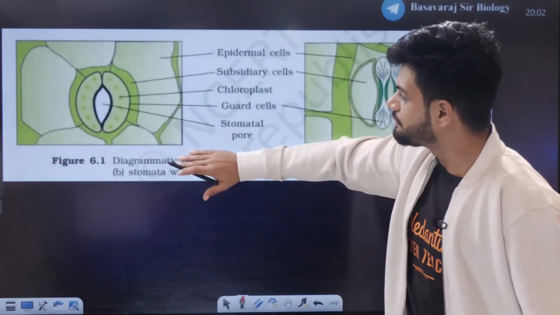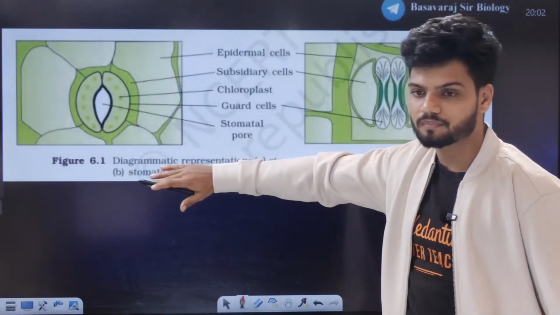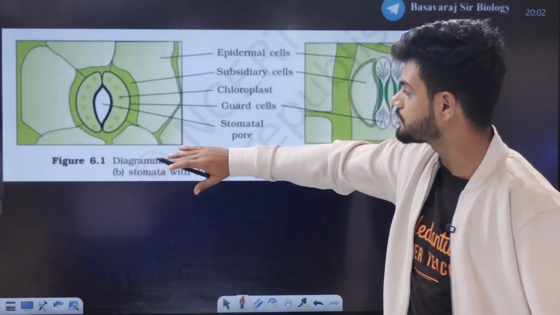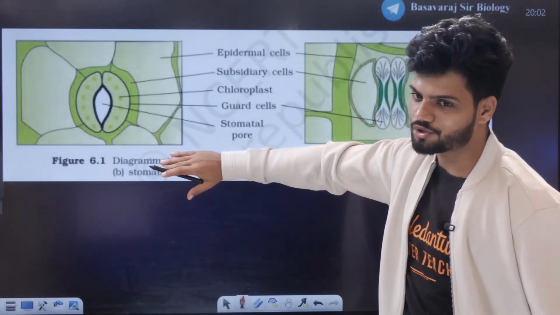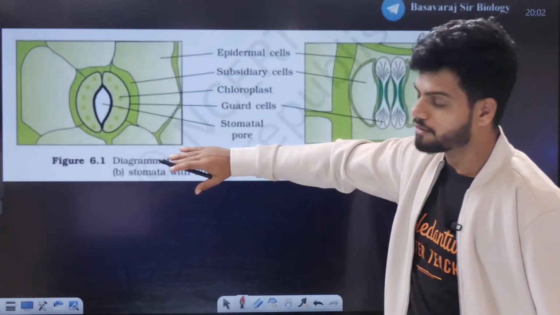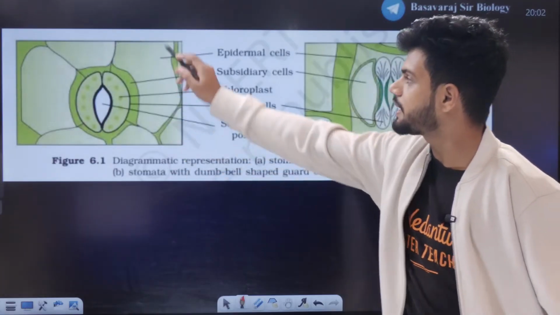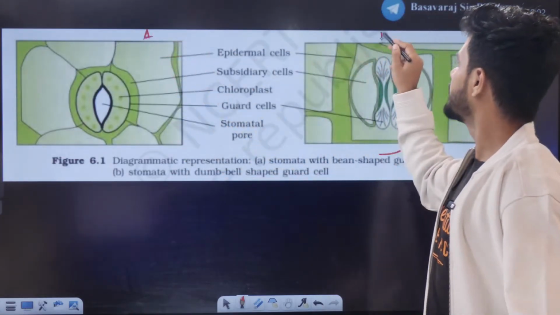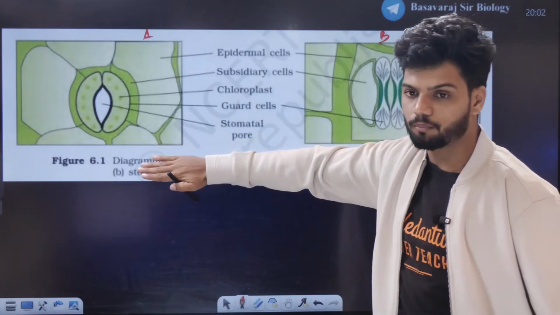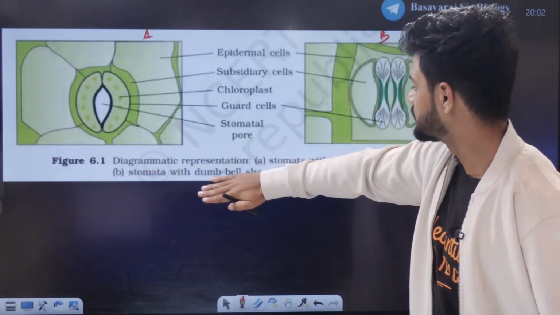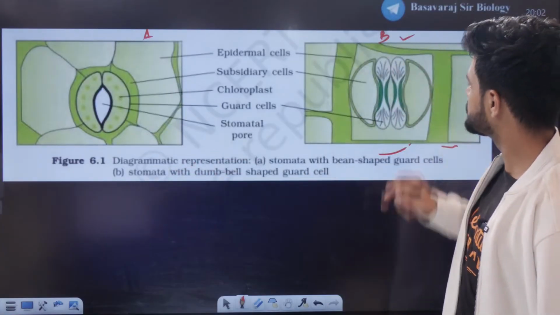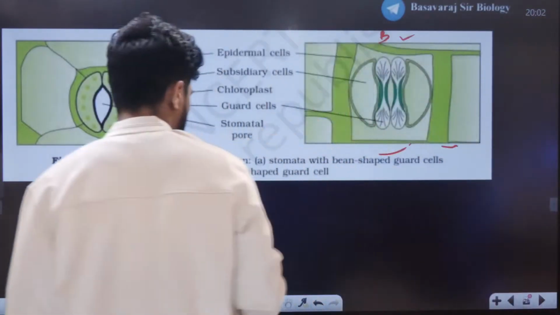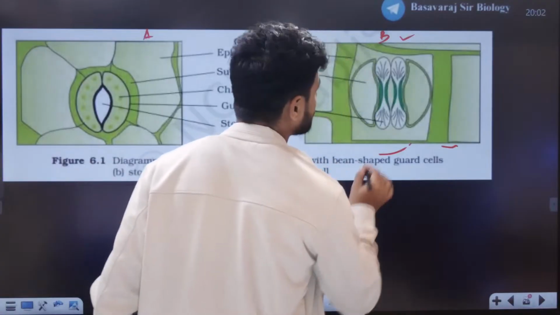Tell me which is monocot, which is dicot here. This right here is a diagram of the stomata. Which is for monocot, which is for dicot? No cheating. This is A. This is B. Tell me which one is for monocot. Monocot stomata, this one right here. This is the stomata of monocot, B.